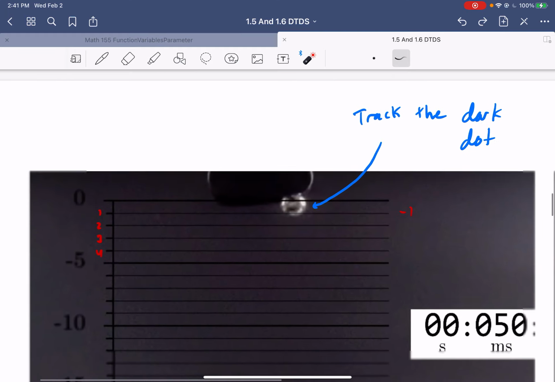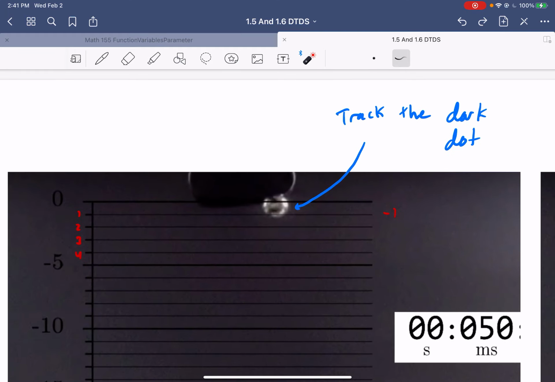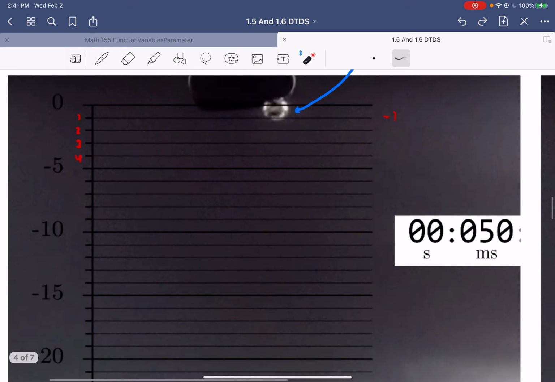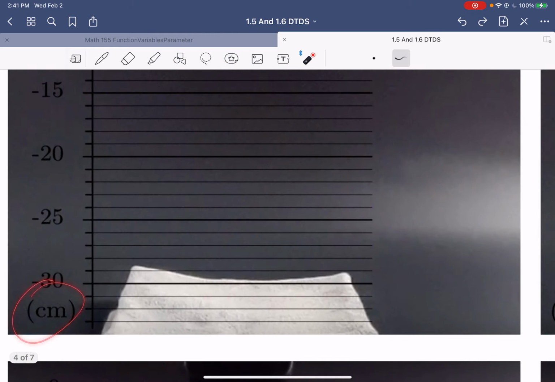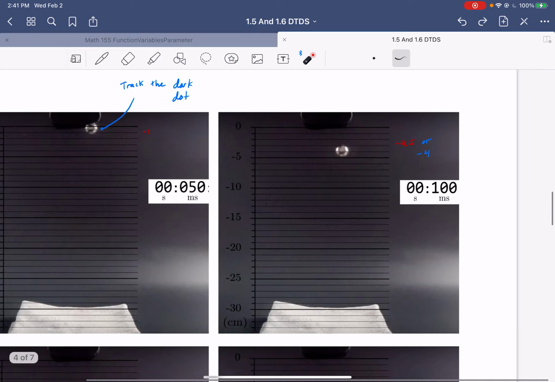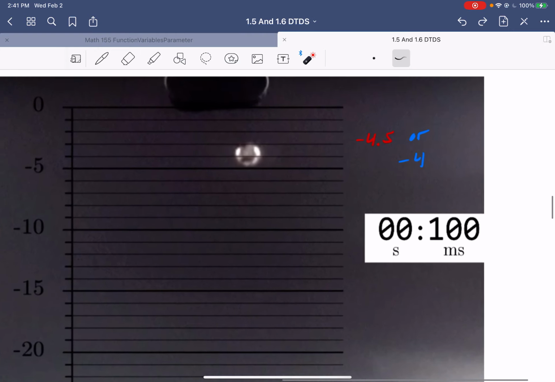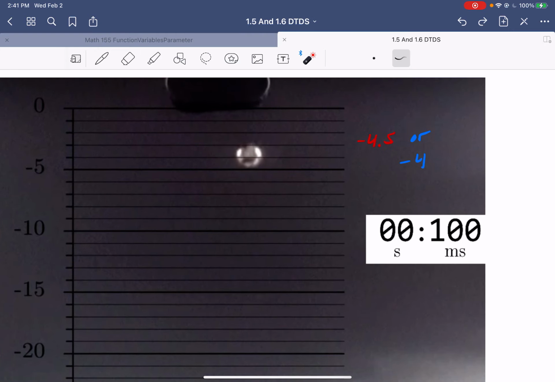Okay, so I'm going to be rounding a bit just to make my life easier. So this ball is falling, and at 50 milliseconds, we snap this photo, and we find that it has fallen 1 centimeter. These are in centimeters. All right, the next 50 milliseconds go by, we snap another photo, and now the dark spot is here, and I'm just going to say it's between 4 and 5, so I'll just say it's at negative 4.5.